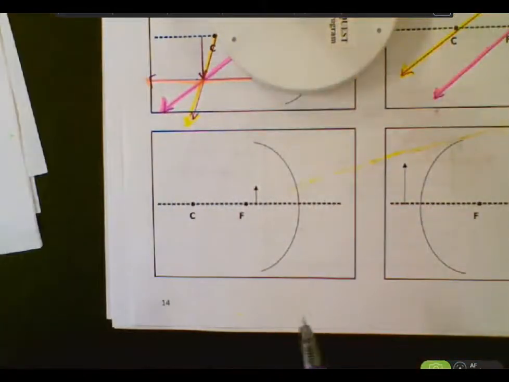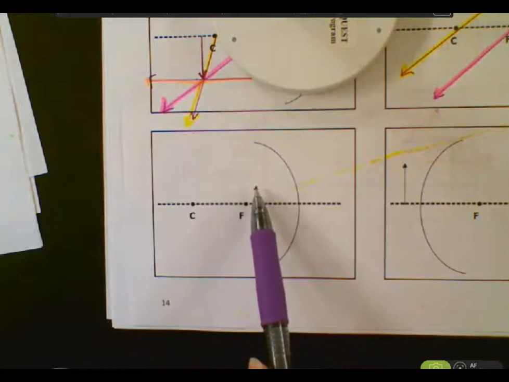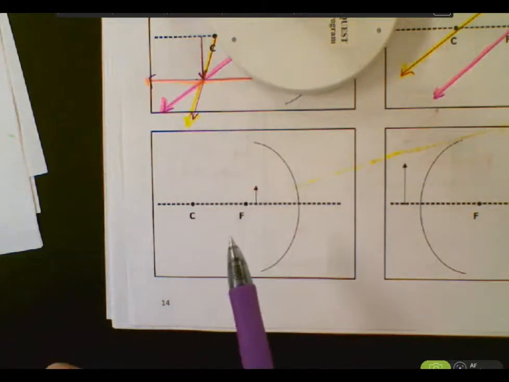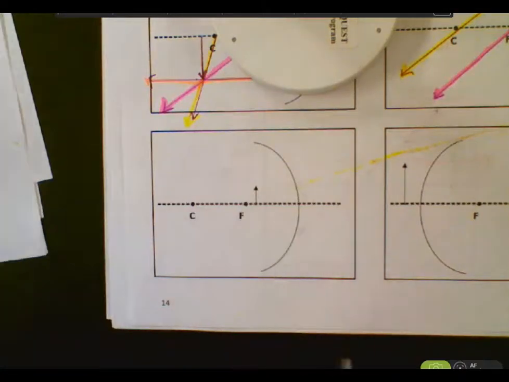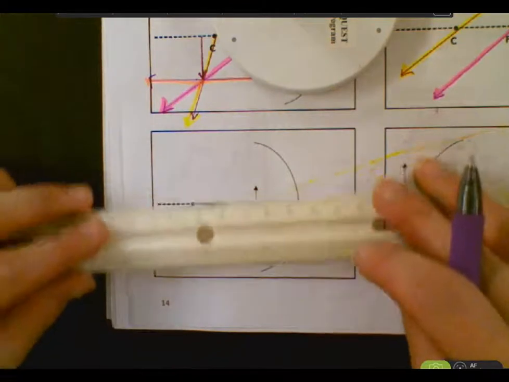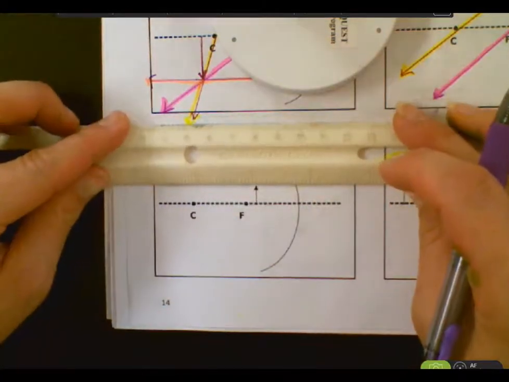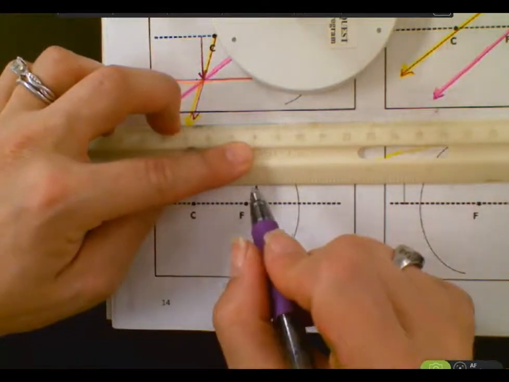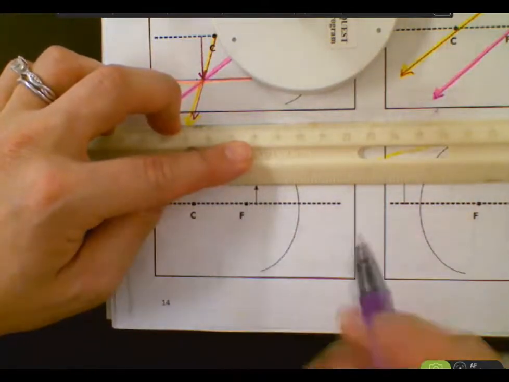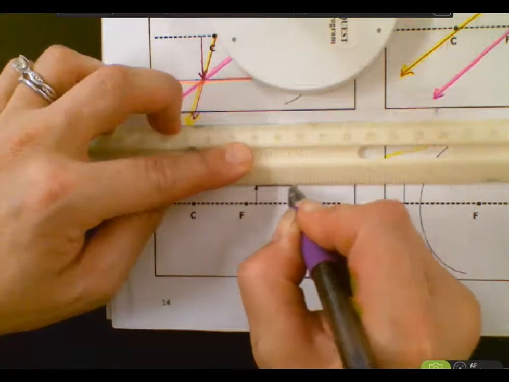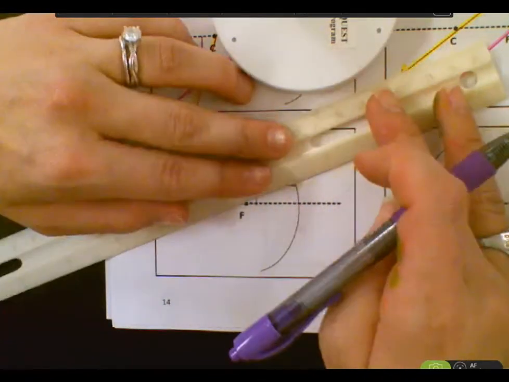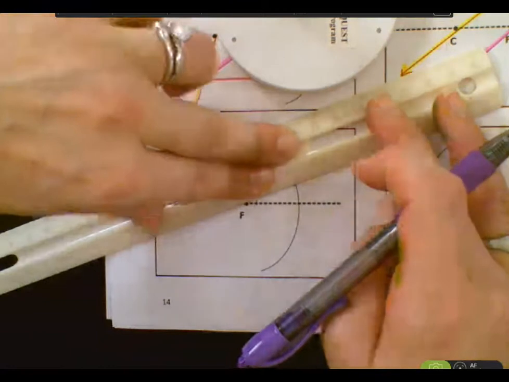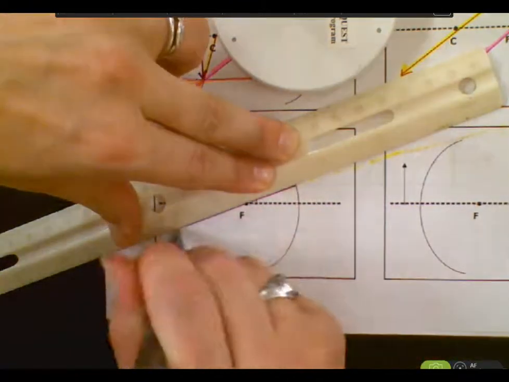Okay, let's see. I can go parallel through the focus, right? That's line 1, that's my pink line. Parallel then through the focus. Be forewarned, this one's a little funky, kind of like your convex mirror. You already figured it out, didn't you? So this is going to hit the mirror and then come back through the foci, because that was my first line.